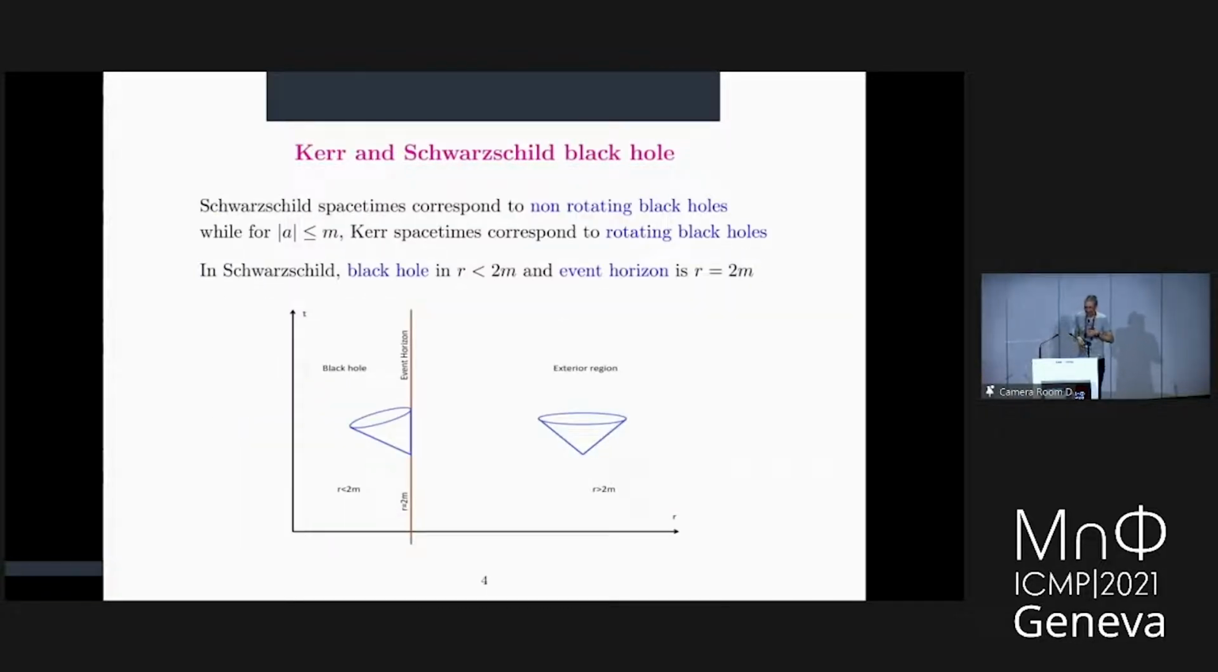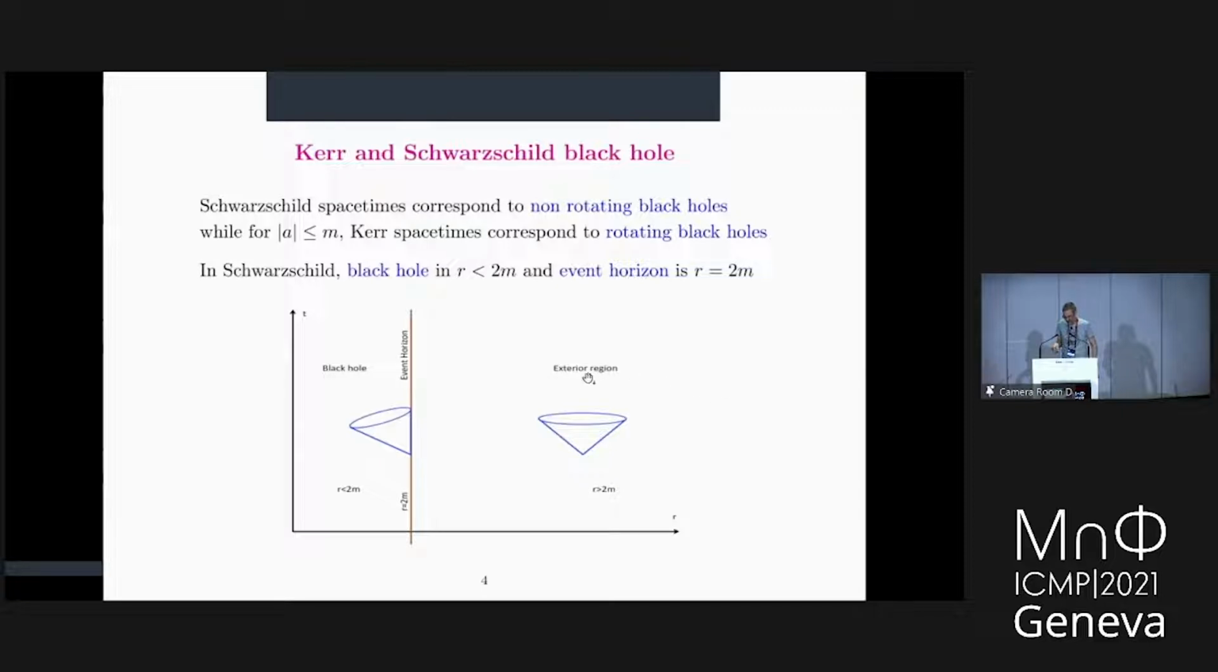And that brings me to the last property I wanted to mention, which is the main one, in fact, that Kerr and Schwarzschild are black holes. So Schwarzschild more specifically corresponds to the particular case of non-rotating black holes, while Kerr spacetime in the regime where the absolute value of a is less than m corresponds to rotating black holes. Okay, let me repeat the picture of Peter yesterday to understand what this black hole is.